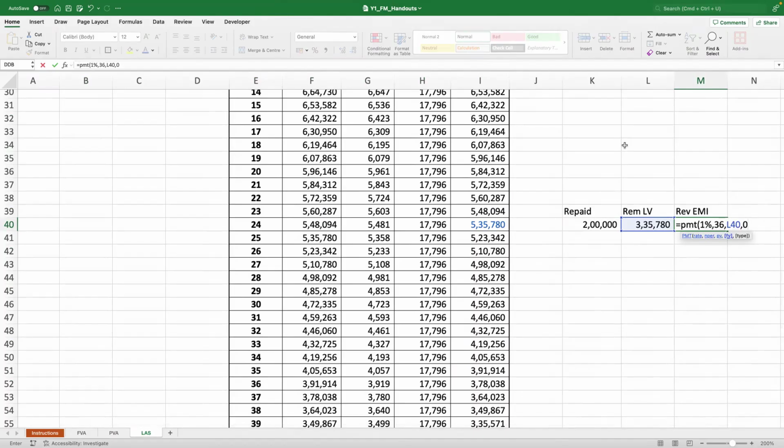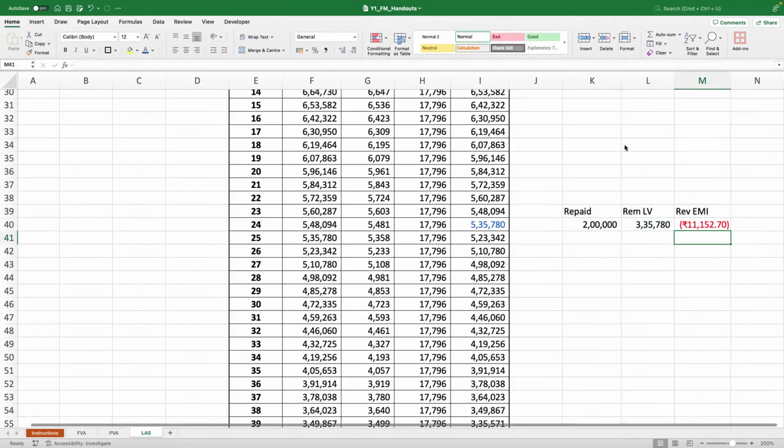But I'm assuming he's a good boy, so he's going to repay the loan. And therefore, the loan value is going to come down to 0. And at the end, we'll again assume end of the year payment. So now Priyansh sees a good reduction. He was paying 17,796 as the EMI. His EMI after the loan payment of just 2 lakh rupees has come down to 11,153. Sizable, no? 6,000 a month.